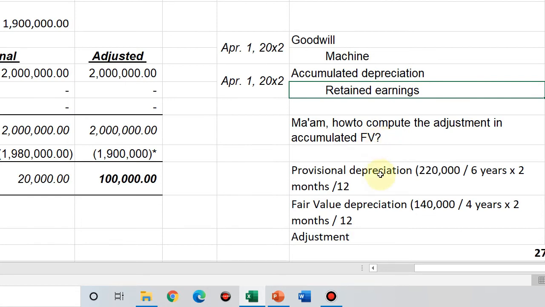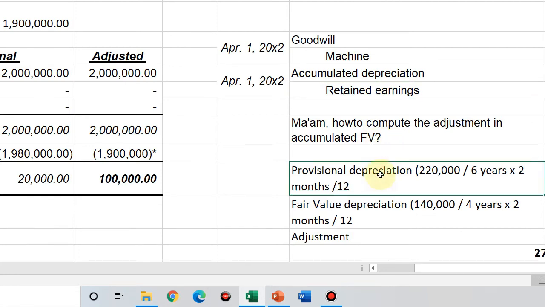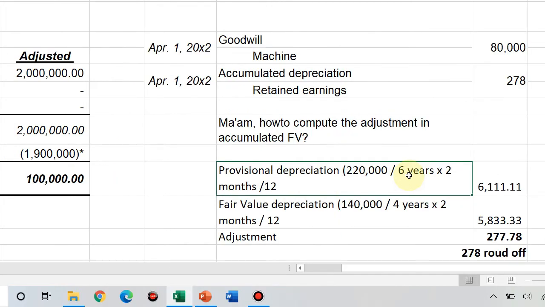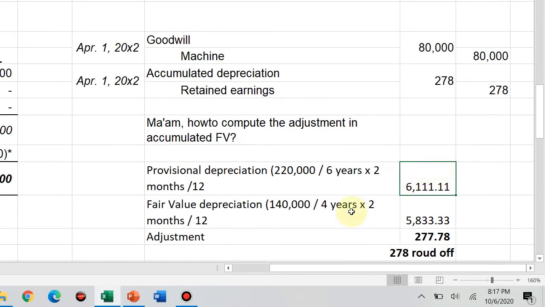The adjustment. So, malamang nung hindi mo pa alam na 140 siya, ang gamit mong computation is 220,000. Okay? That's a provisional amount. Dinivide mo siya ng 6 years kasi yun yung nasabi sa problem. Depreciated over 6 years. And then, acquisition date is on November 2. So that's November, December, 2 months siya. Okay? So, times 2, divide 12. You have a provisional depreciation at 61,111.